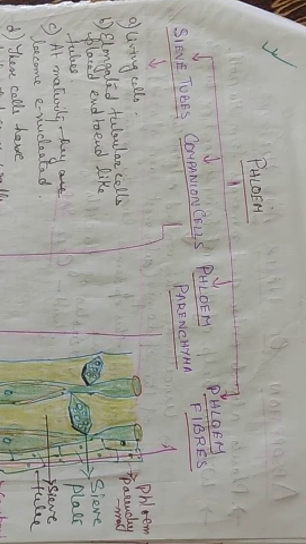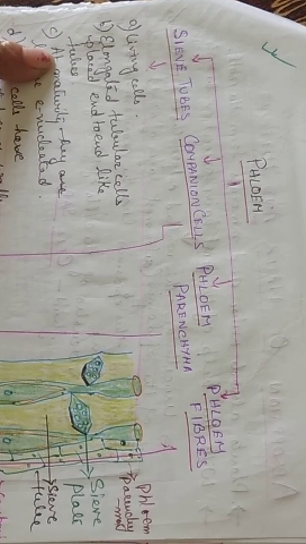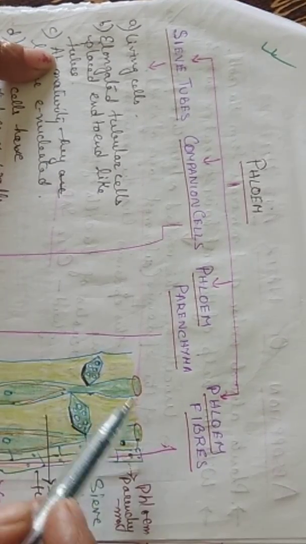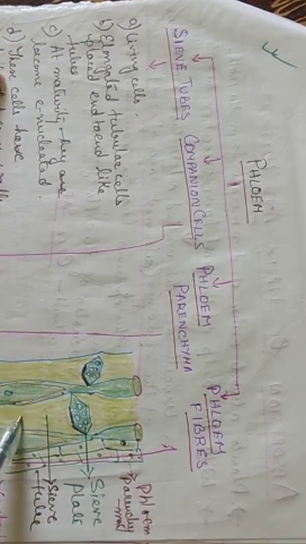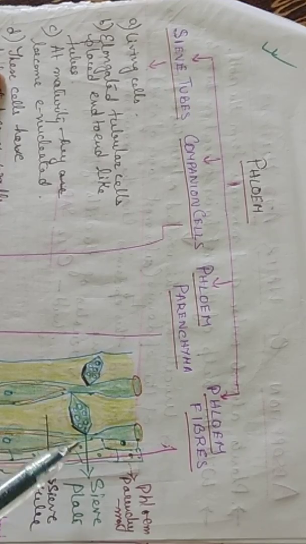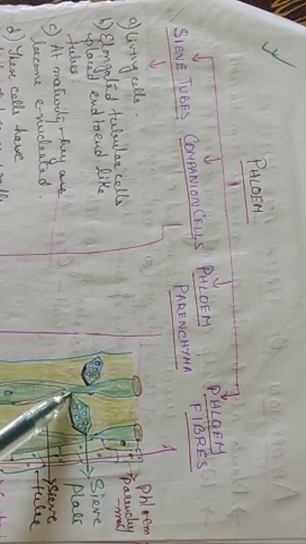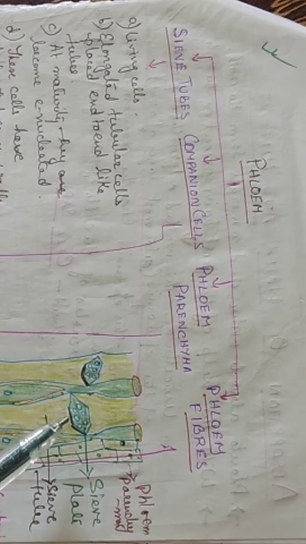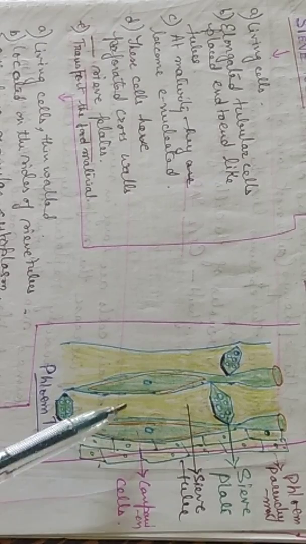Now, sieve tubes are living cells. They are elongated tubular cells which are joined, placed end to end like tubes. These are the sieve tube cells. They are elongated cells placed end to end, and at maturity they become enucleated. They do not have a nucleus at maturity. These cells have perforated cross walls, which are known as sieve plates. They transport the food material.